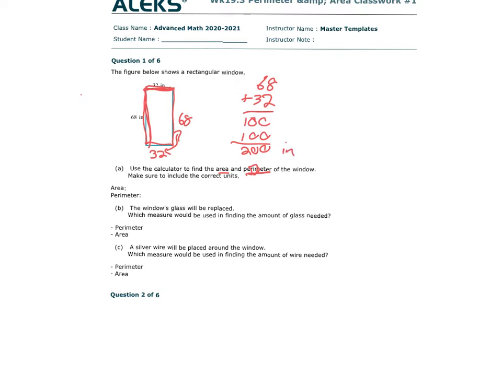Okay, next, let's find the area. Well, area, we have 32 going this way, and we have 68 going this way. So we're doing how many? 68 32s. 68 times 32. You can plug that into your calculator, or you can do it by hand if you want. I'd rather you just get it done, though. 2,176. Not inches. We're talking about how many square inches are in here.